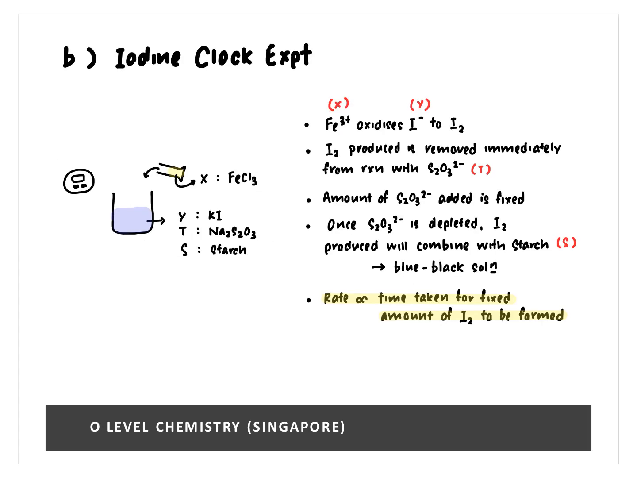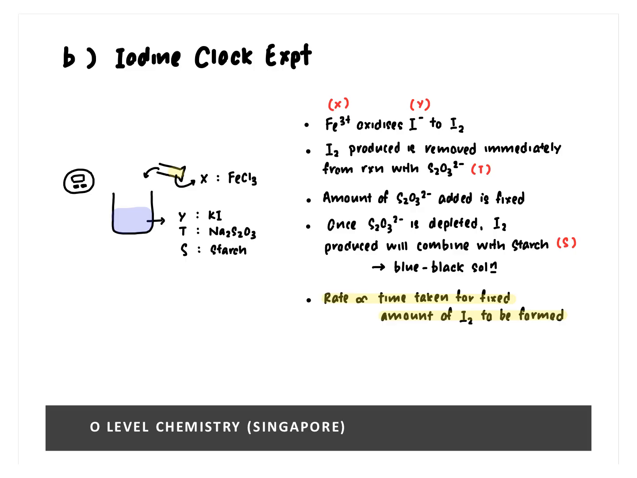The second experiment is an iodine clock experiment. Now, clock experiments work by measuring the time taken for a fixed amount of product to be formed. So what is happening in this experiment is that your iron 3 ions in X will oxidize your iodide ions in Y to form iodine. But in this mixture, we have also added sodium thiosulfate in the form of T. So when the iodine is produced, it is immediately reacted away by your thiosulfate ions.